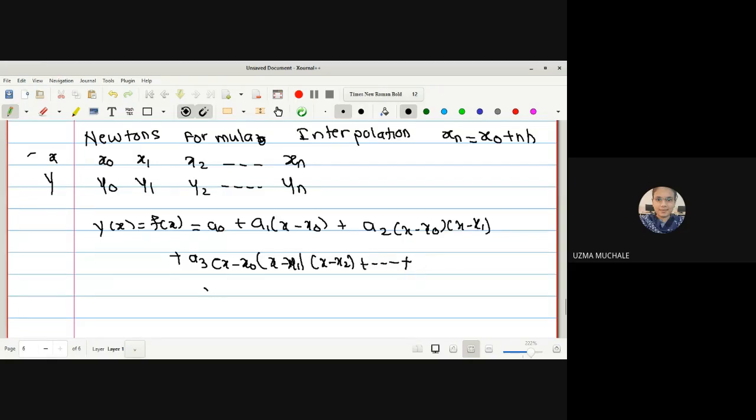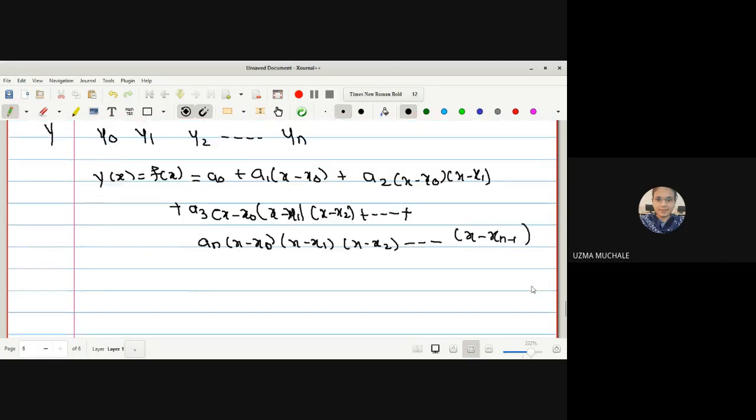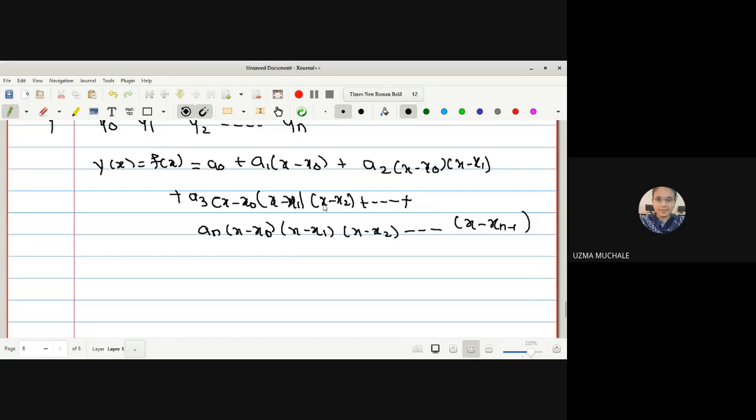What will be the last term? Plus an, x minus x naught, x minus x1, x minus x2, up to x minus xn minus 1. You can see here the suffix of a is 1 and we have x naught, so whatever the suffix of a, the last x suffix should be one less, that is n minus 1. First we have to find a polynomial of degree n. Now, if you take here n, it will be a polynomial of degree n plus 1.